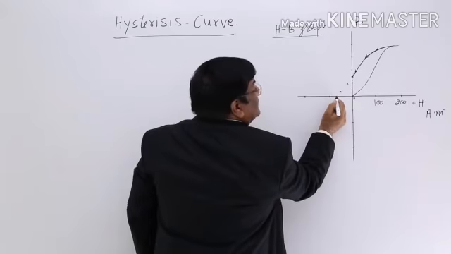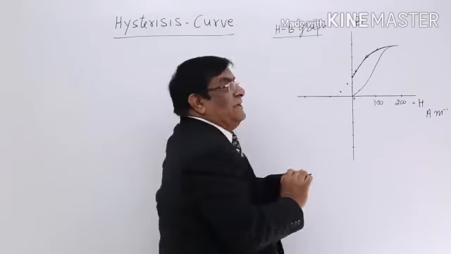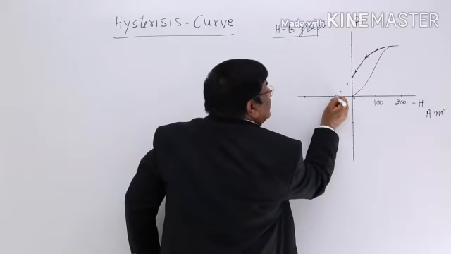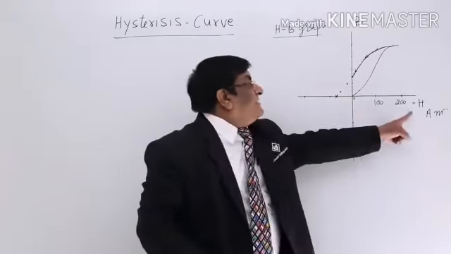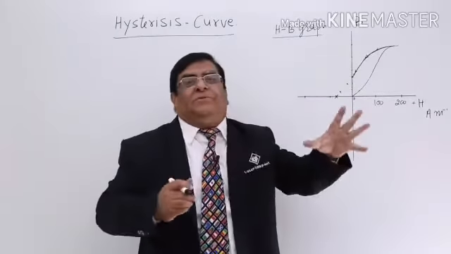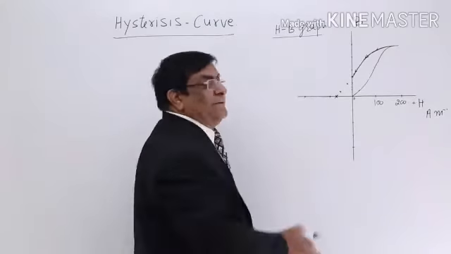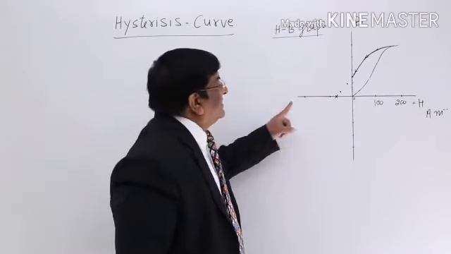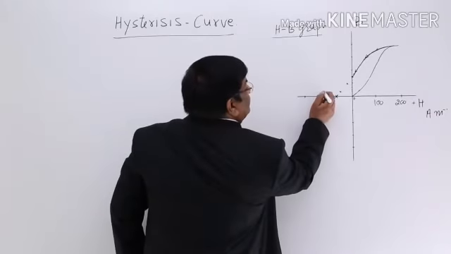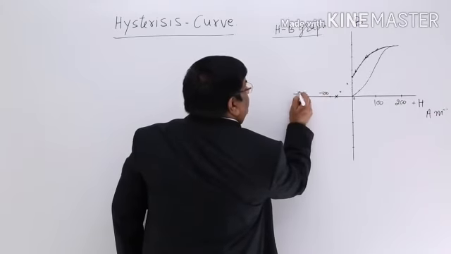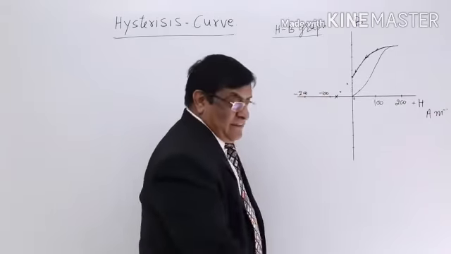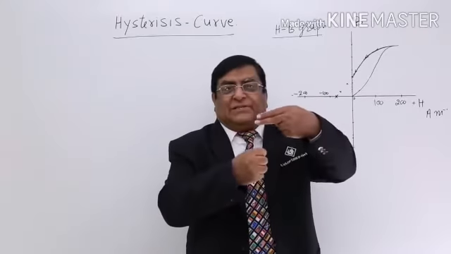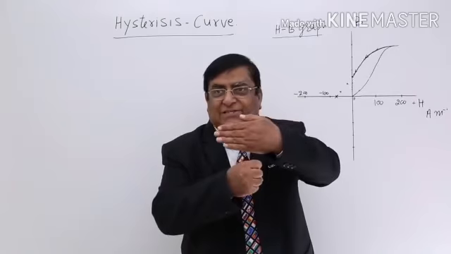Again H is so much negative that the complete B which was retained here has become 0. It is this point. Now H has succeeded in breaking down the B completely at this point. Now what happens? If H is further increased on the negative side, then this has become 0 and H is in this direction. Now we increase H in this direction.